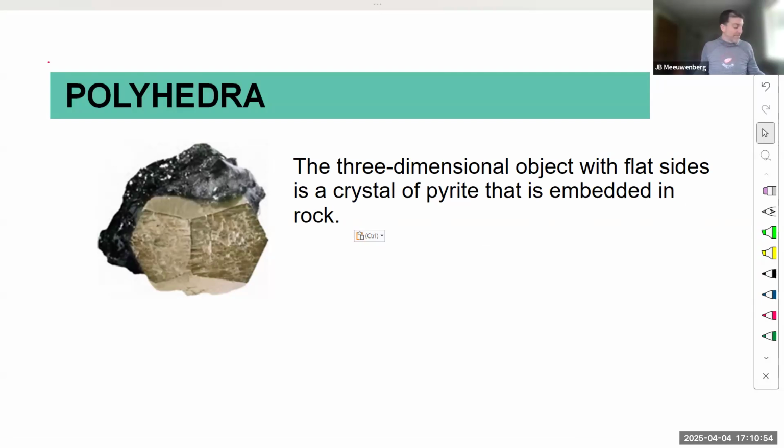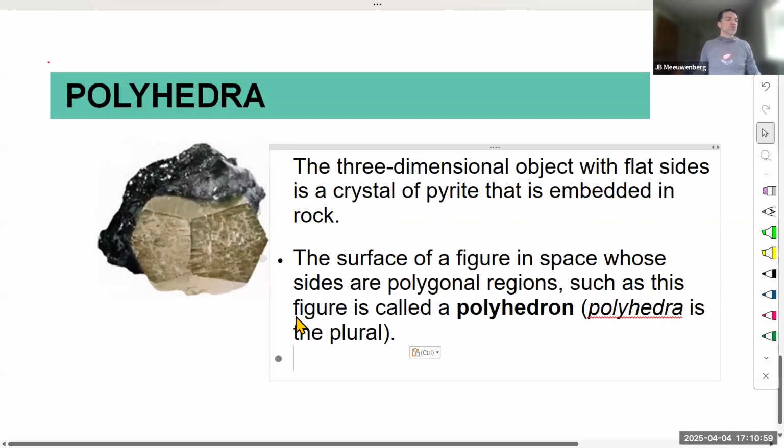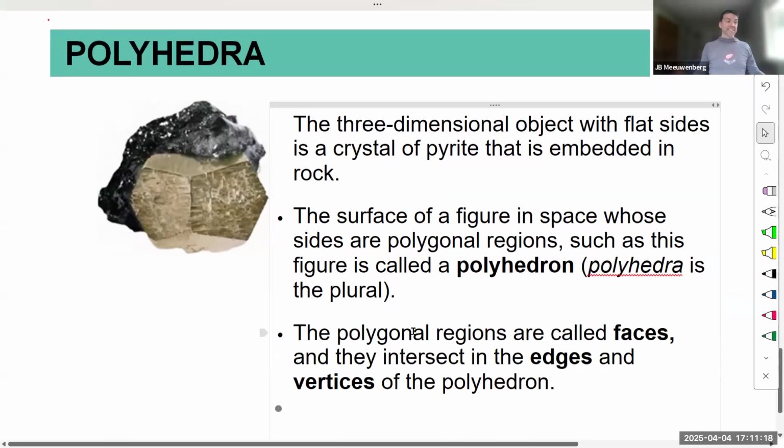The surface of a figure in space whose sides are these polygonal regions is called a polyhedron, right? So we look at the singular form, and polyhedra is the plural. Now, the flat spaces that we see right there, those are called the faces of the polyhedron, and they intersect at the edges, and where all the edges meet are called the vertices.